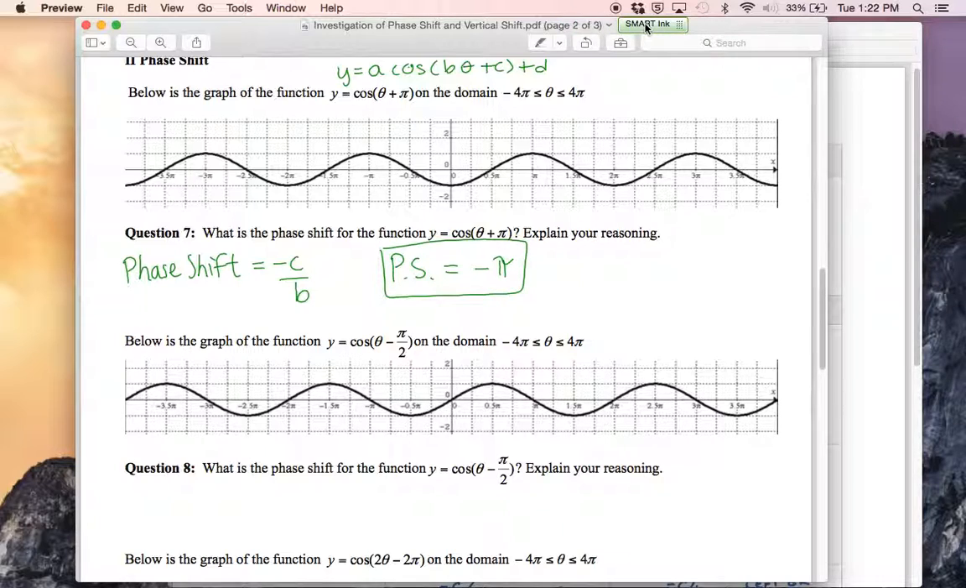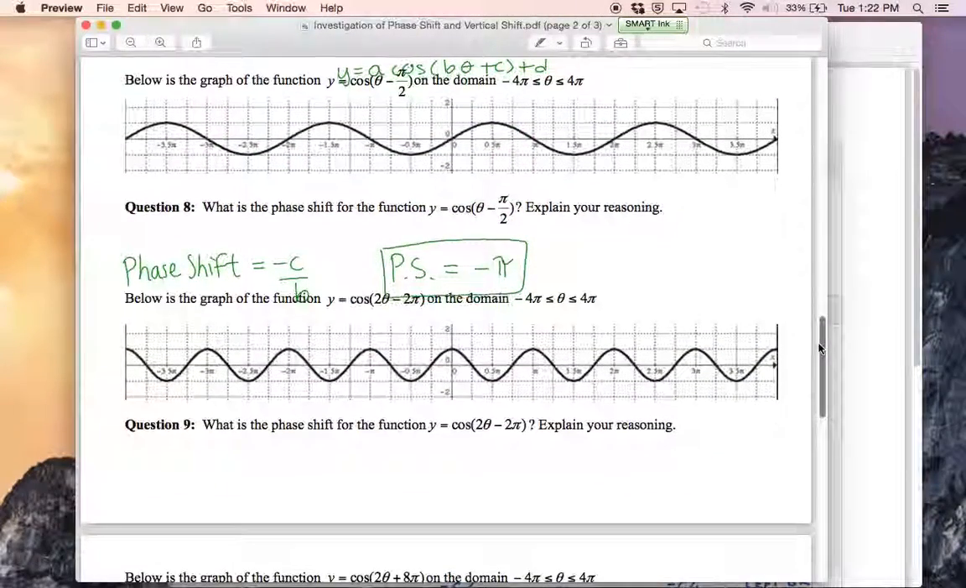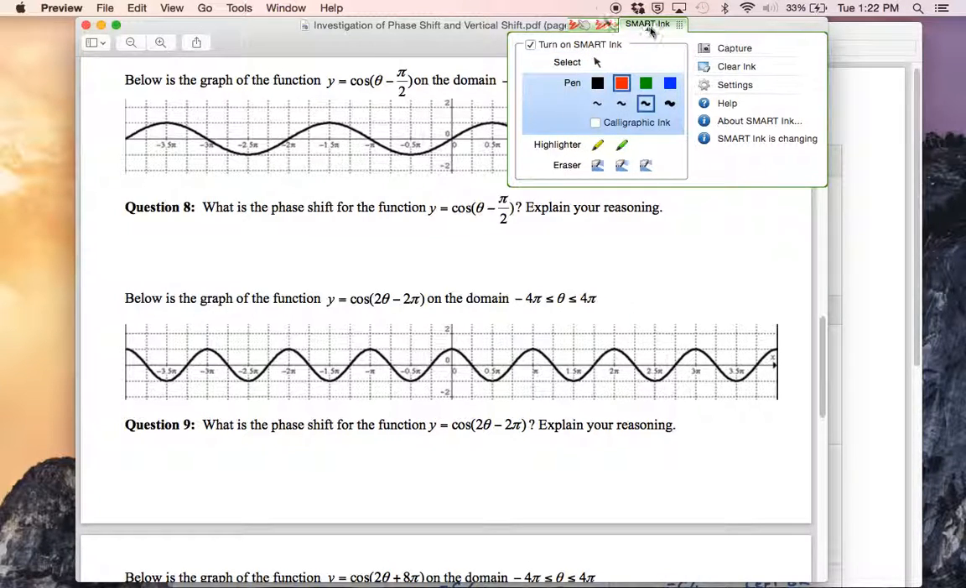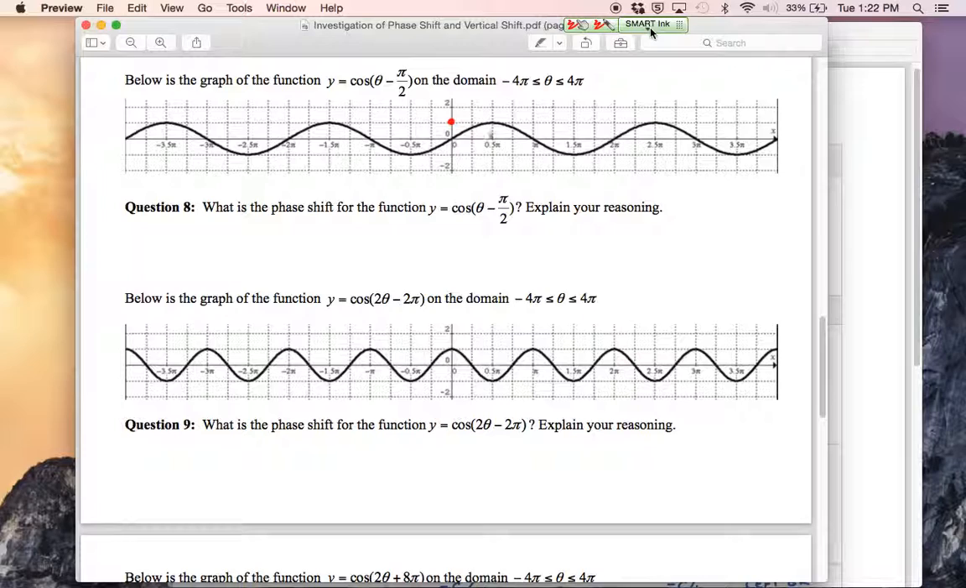All right, below is the graph of this function, y equals cosine theta minus pi over 2 on this domain. So again, let me demonstrate. Here's where cosine normally would be. Okay, it would look something like that. This has been shifted to the right pi over 2. So you can see, if I move it to the right pi over 2, there's my cosine function. This is cosine in standard position, and this is cosine shifted to the right pi over 2.